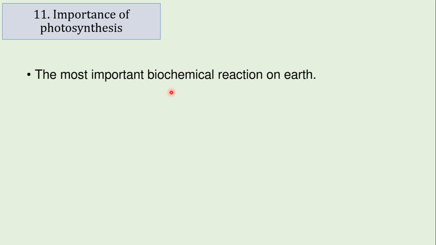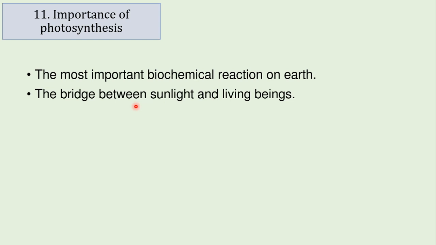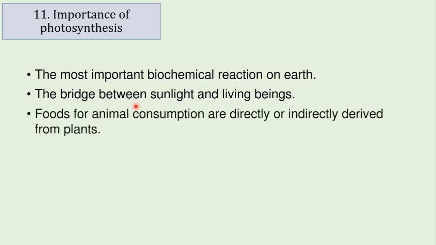Photosynthesis is called the most important biochemical reaction on Earth, and it forms a bridge between the sunlight and living beings. That means this process converts sunlight energy into chemical energy, and this chemical energy is stored inside the plant body parts that support the survival of all living beings. The food for animal consumption comes directly or indirectly from plants. Herbivorous animals get their food directly from plants, while carnivorous animals get their food indirectly from the plants.